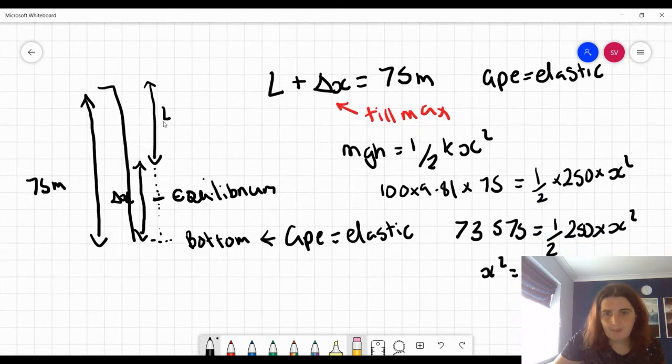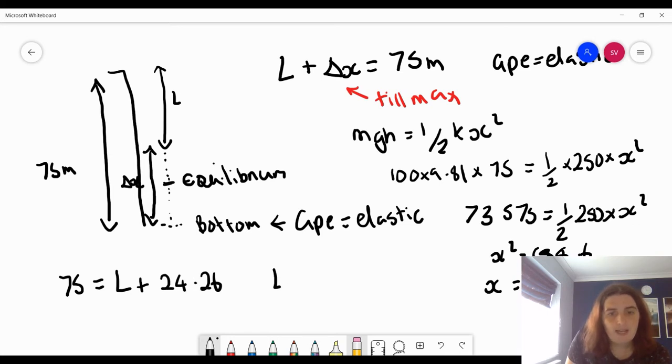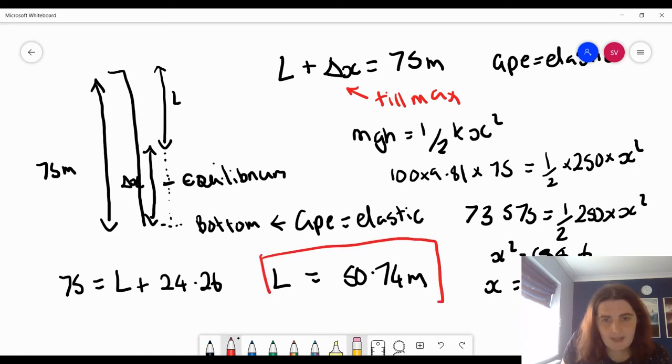Let's bring this down a bit. You get x equals 24.26 meters. So I know that the total extension at the bottom, for the gravitational potential to equal the elastic, is 24.26. So 75 equals the length of the string plus 24.26. L is going to be 75 take away that, which is 50.74. There. So that is the length of my string.